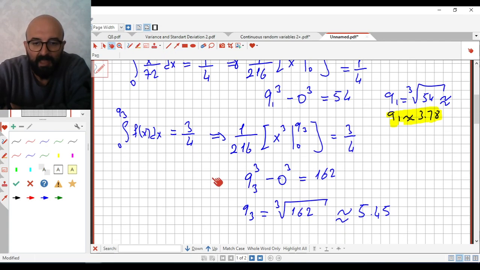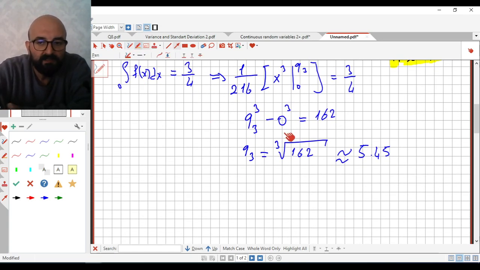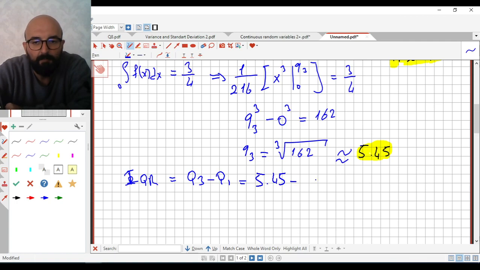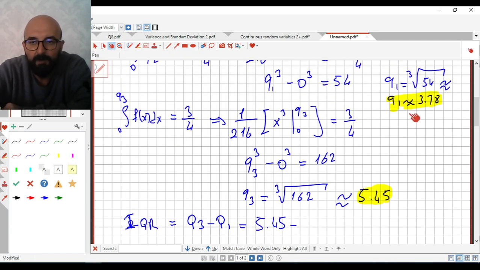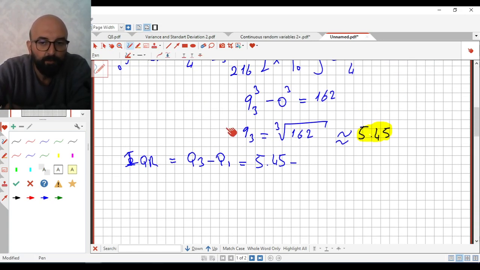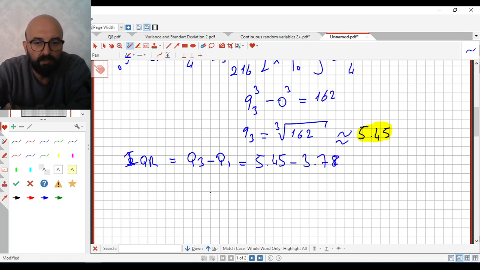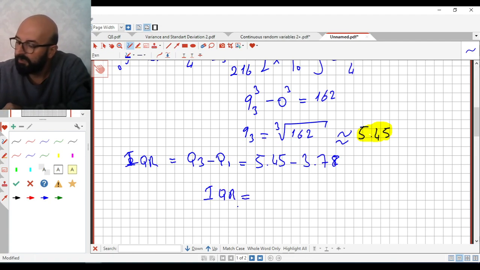Okay, and then the interquartile range should be Q3 minus Q1, 5.45 minus 3.78, and our interquartile range equals 1.67.